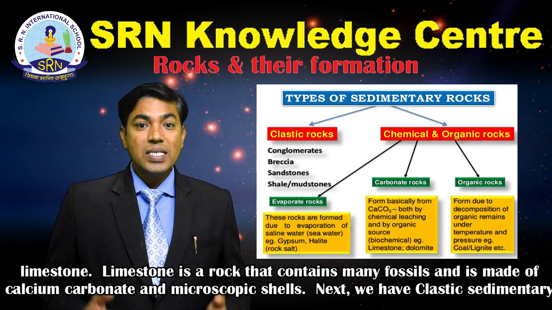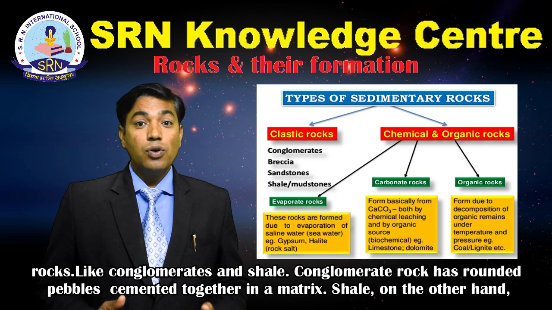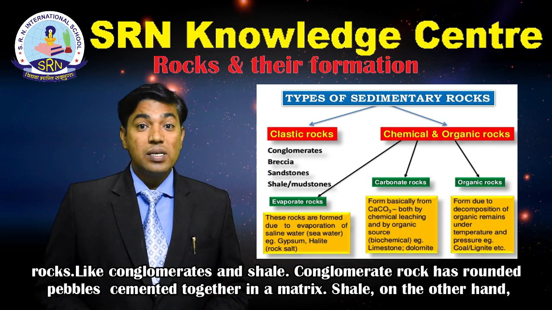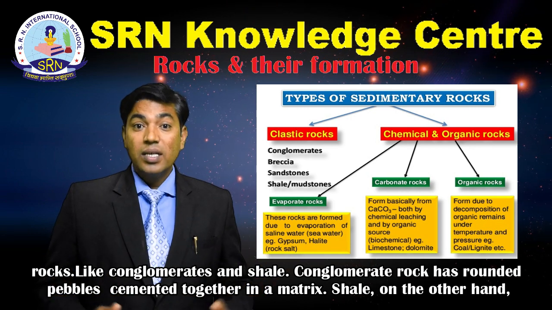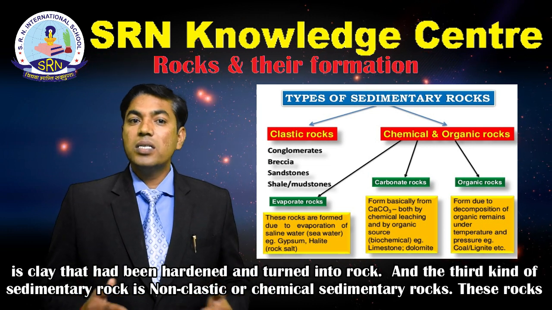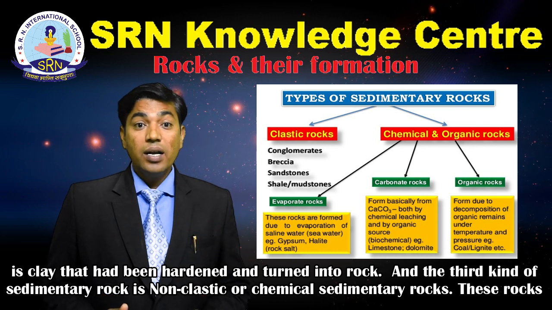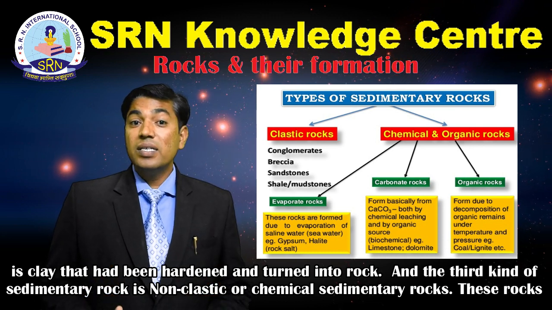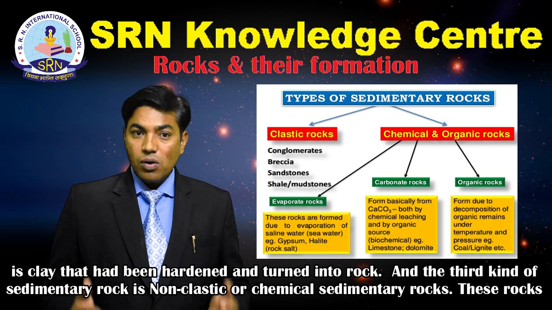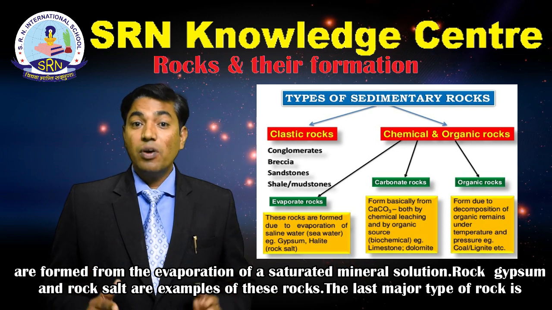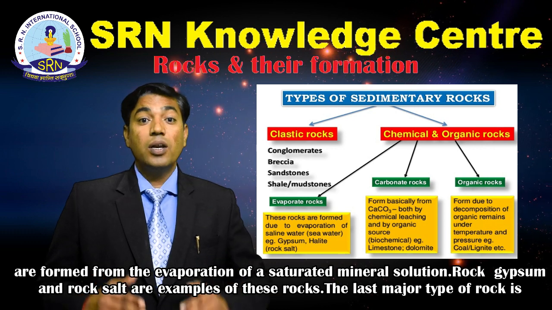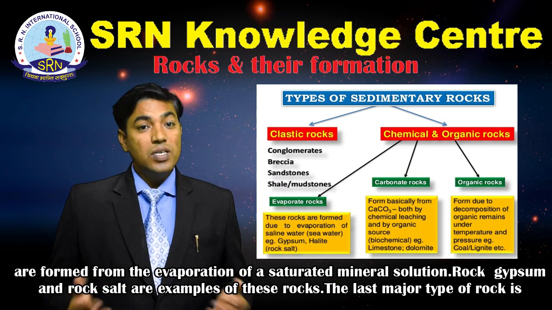Next we have clastic sedimentary rocks like conglomerates and shale. Conglomerate rock has rounded pebbles cemented together in a matrix. Shale, on the other hand, is clay that has been hardened and turned into rock. And the third kind of sedimentary rock is non-clastic or chemical sedimentary rock. These rocks are formed from the evaporation of a saturated mineral solution. Rock gypsum and rock salt are examples of these rocks.